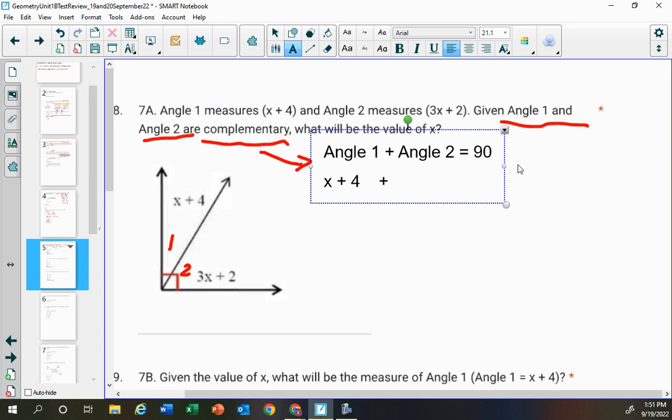Plus, what's angle 2? What's the expression for angle 2? Now, could we have flipped it? Could we have said angle 2 here, angle 1 there? Yeah, you could have. As long as you know the sum of those two angles, if they're complementary, is 90. So that's the most important part of this problem. Complementary, angle 1 plus angle 2 equals 90.